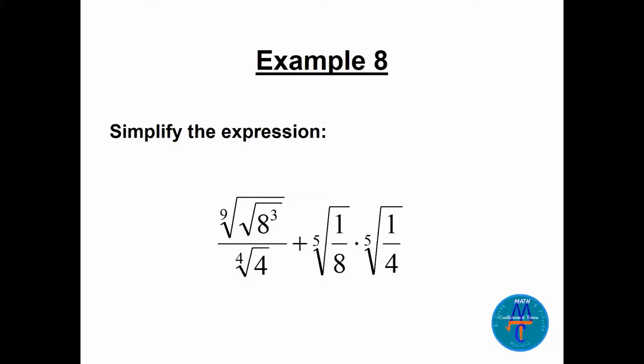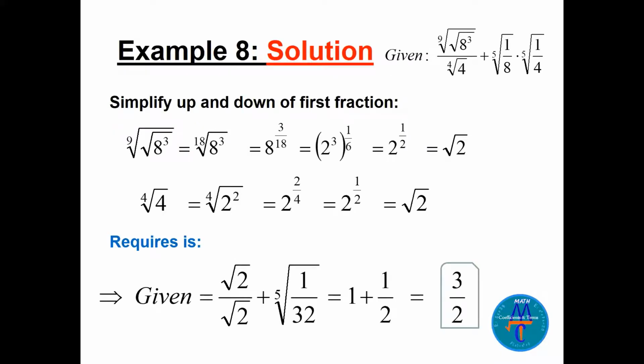Okay, let's see. 9th root of square root of 8 cubed, all divided by 4th root of 4, plus 5th root of 1/8 times 5th root of 1/4. Very nice example, really. Simplify the expression. I think the answer is something like a number or a fraction. Okay, I think you have done now. Let's see the final answer: 3/2. Did you get 3/2?